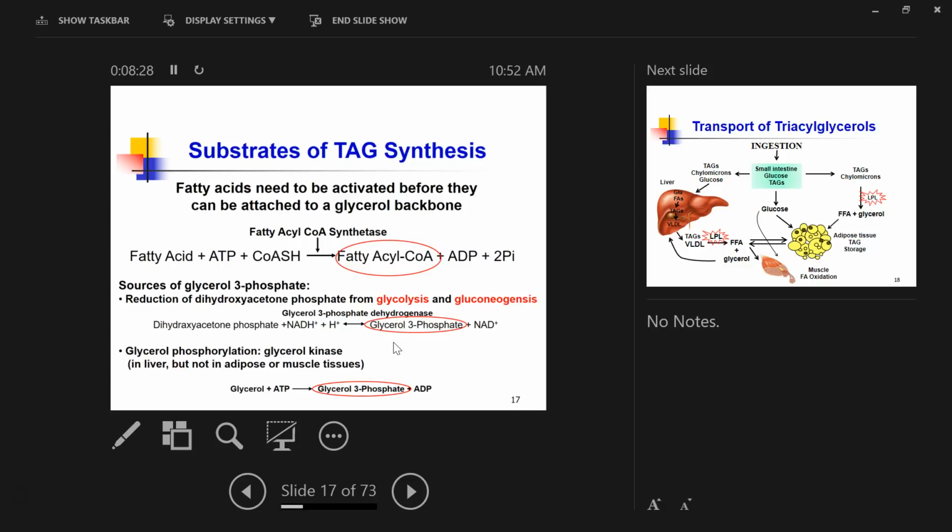Number 14. Where do fatty acids present in the circulation come from? So what are the sources of fatty acids in the fed and fasting condition, right?